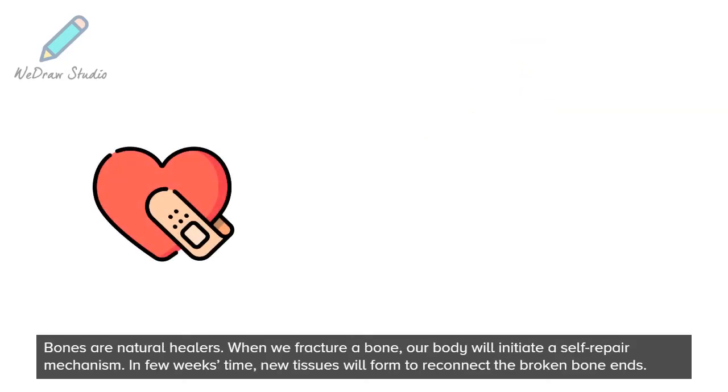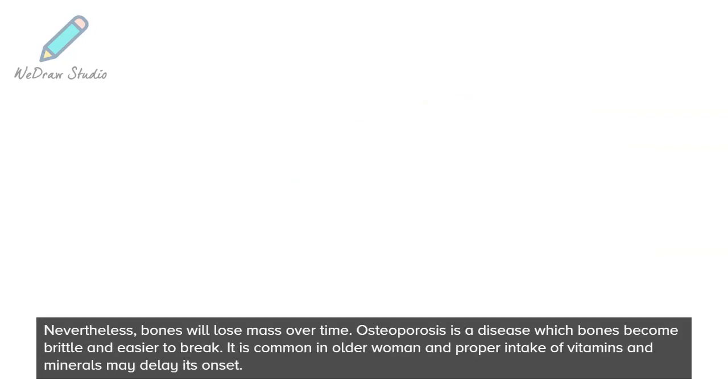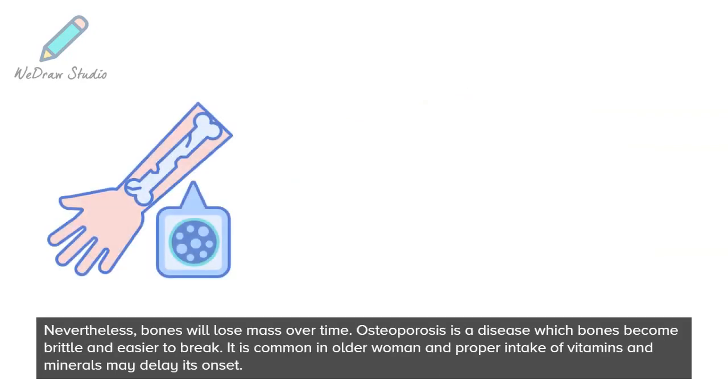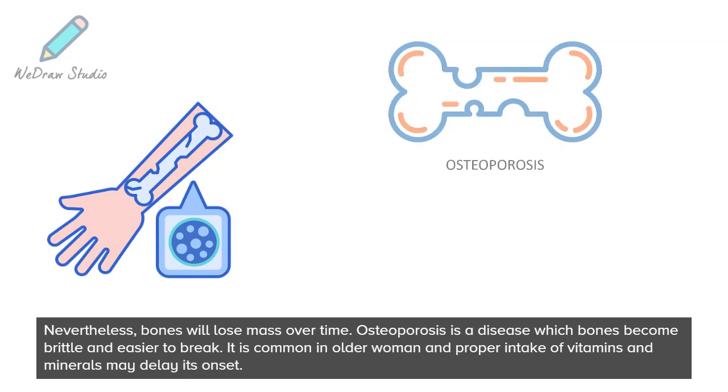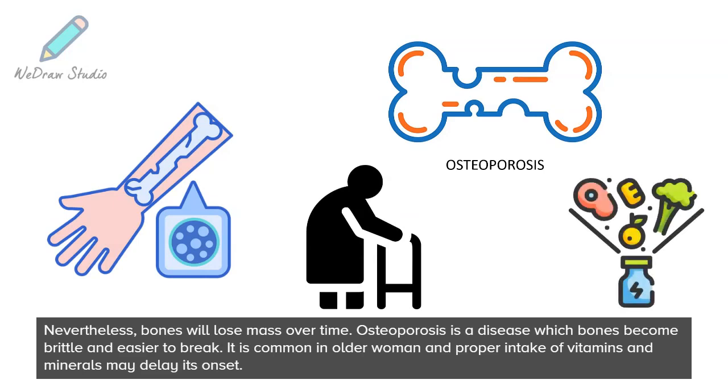When we fracture a bone, our body will initiate a self-repair mechanism. In a few weeks' time, new tissues will form to reconnect the broken bone ends. Nevertheless, bones will lose mass over time. Osteoporosis is a disease in which bones become brittle and easier to break. It is common in older women, and proper intake of vitamins and minerals may delay its onset.